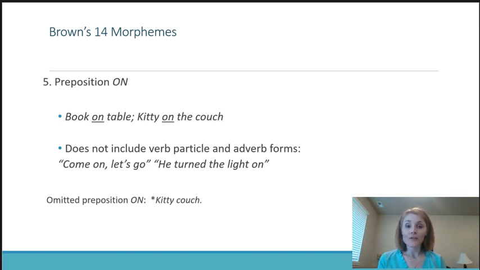All right, so there's your first 5 morphemes, and in the next video we will go over the next 5 morphemes, which cover the verbs and the verb inflections.